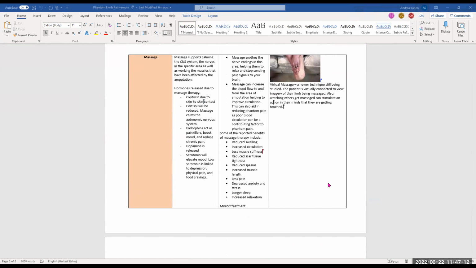So some hormones that are going to support this are oxytocin, due to skin-to-skin contact. Cortisol is reduced when you receive massage. Endorphins, which act as painkillers, boost your mood and help with chronic pain. Dopamine, of course, is released. And then serotonin is also released, and that's going to help with mood, depression, physical pain, and food cravings.